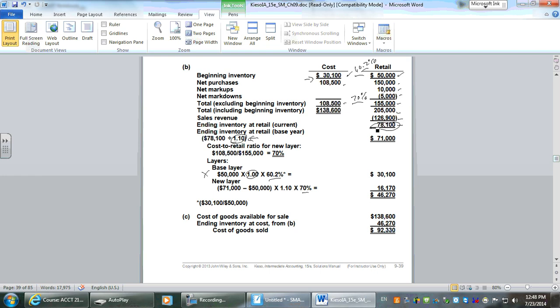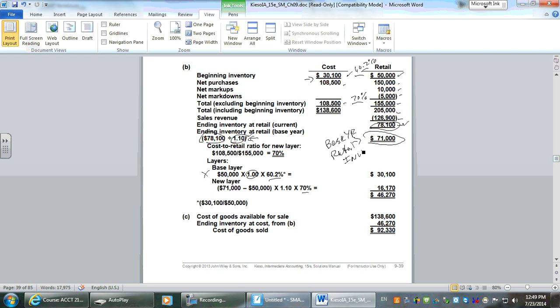How do we always get down to base year? Divide by the index for the current year. We were dividing it into the cost. All we do is divide it into the retail instead. So here's my inventory at retail, 78.1. Take the 78.1 and divide it by your inflation factor, 1.10. And what do you have? Now I've got 71. So this is my base year retail inventory, at retail dollar amount. Ready to follow what we got here?